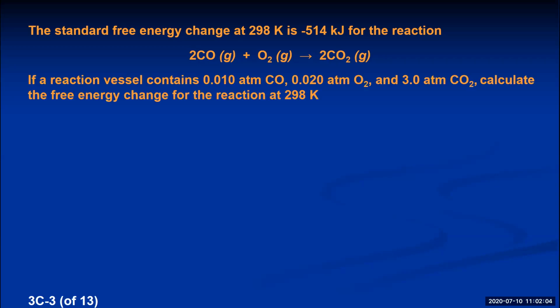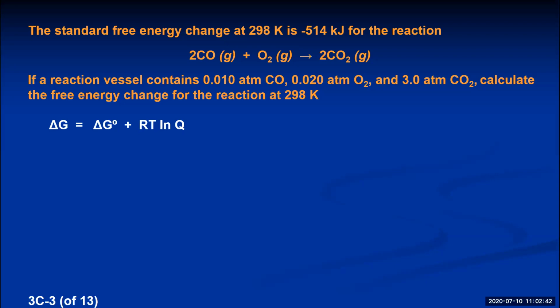So let's try this. Let's say we have a reaction vessel. It contains 0.010 atmospheres of CO, 0.020 atmospheres of O2, and 3.0 atmospheres of CO2. Let's see if we can calculate the free energy change for this reaction at 298. So because the pressures of the 3 different substances do not all equal 1 atmosphere, this is a non-standard state reaction. And so we'll calculate delta G by using our delta G naught value, which I gave you at the top, negative 514 kilojoules. And we'll go plus RT multiplied by the natural log of Q.